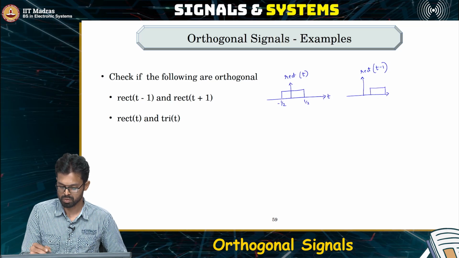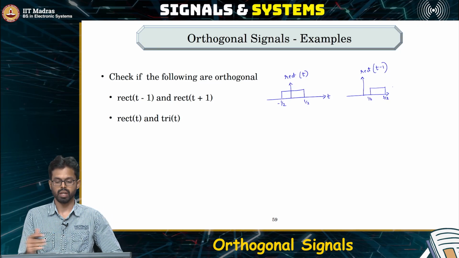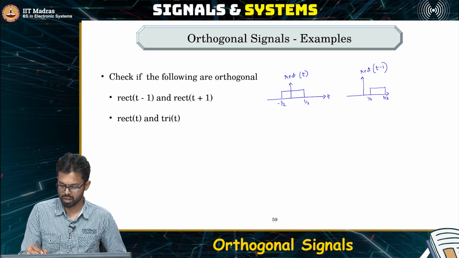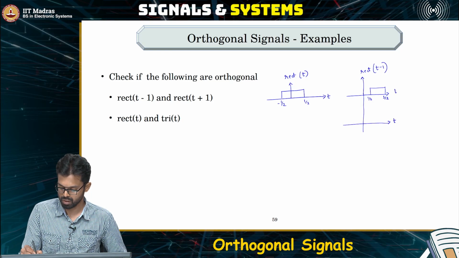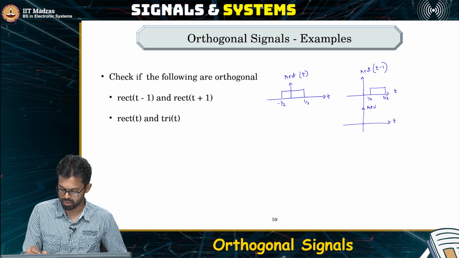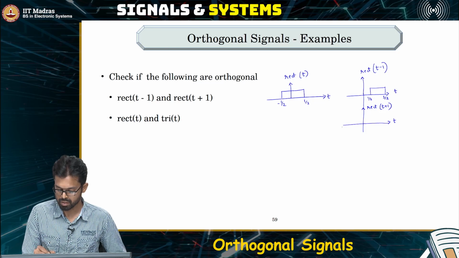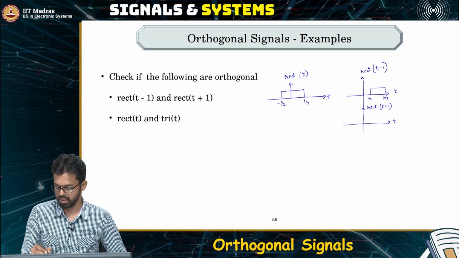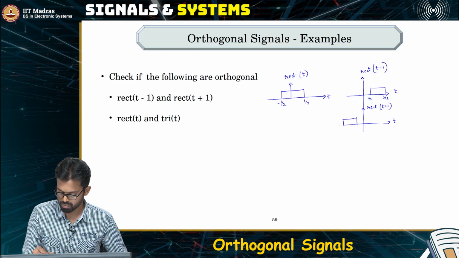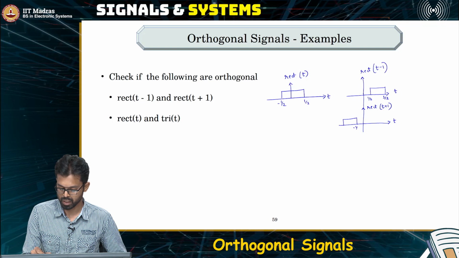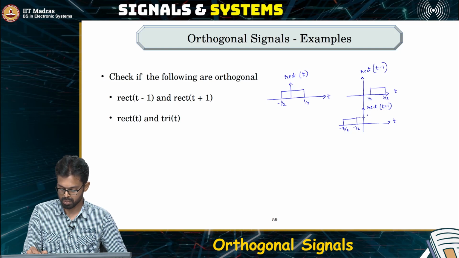Okay, half, and this is 3 by 2, moves to the right by 1. And let's do the same thing here and plot rect of t plus 1. Obviously it's going to move to the left. We are now experts in shifting signals and even scaling them in time. This is minus half, this is minus 3 by 2. Of course this amplitude is 1.